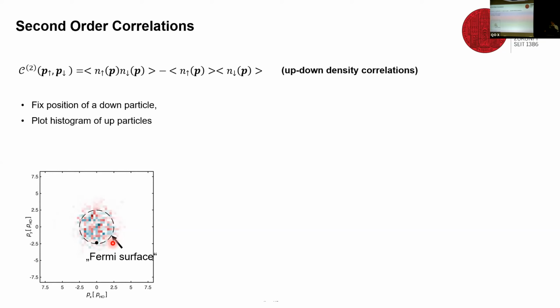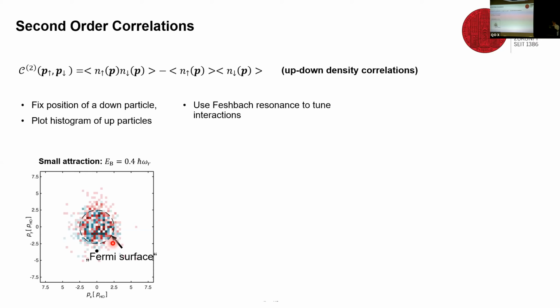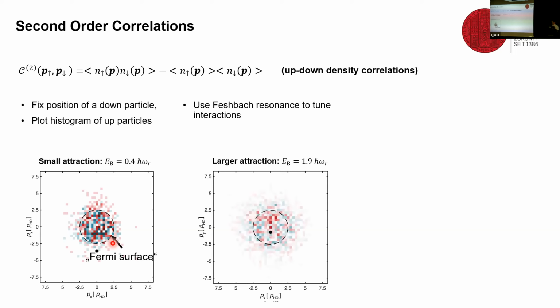But somehow we don't see anything. Okay, big disappointment. Not quite, because in this case the attraction was very, very weak. The attraction was not sufficient. But now what we can use, and you've seen this also in other talks, is the BEC-BCS crossover. We can use our Feshbach resonance to make the attractions stronger, okay? And now we can try the same thing.